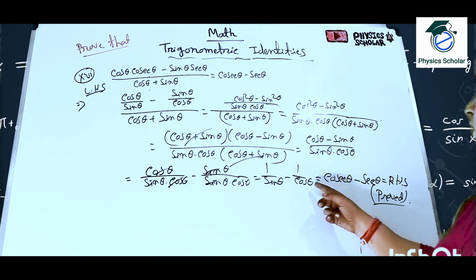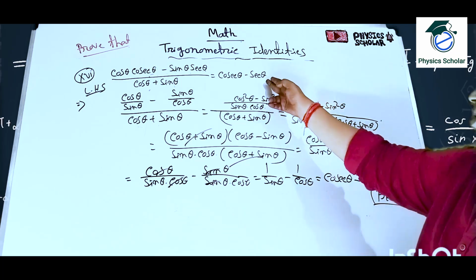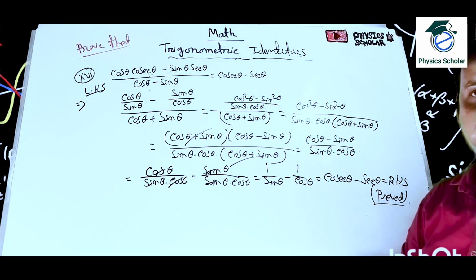So 1 by sin means what? Cosec theta. Minus 1 by cos means what? Sec theta. That we have to prove at the right hand side. Okay, so hope you have understood this.